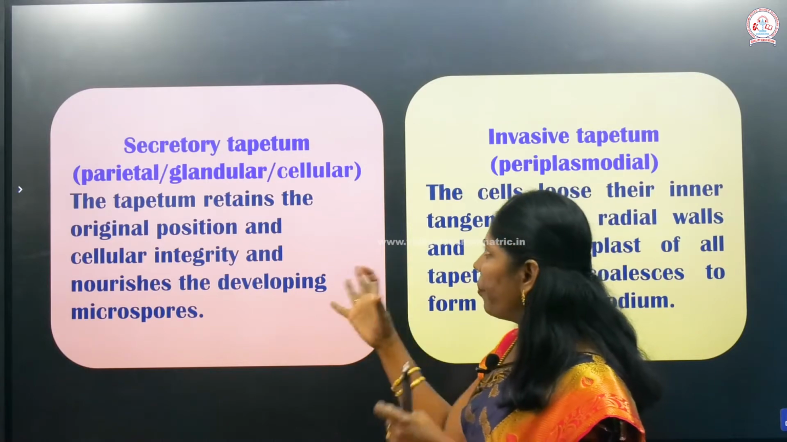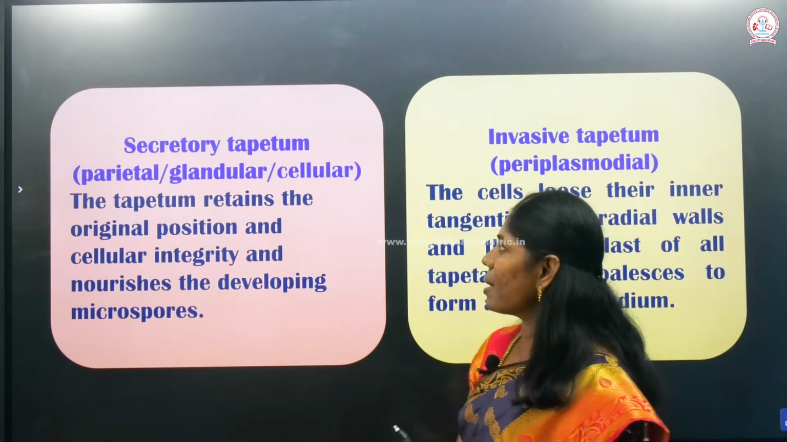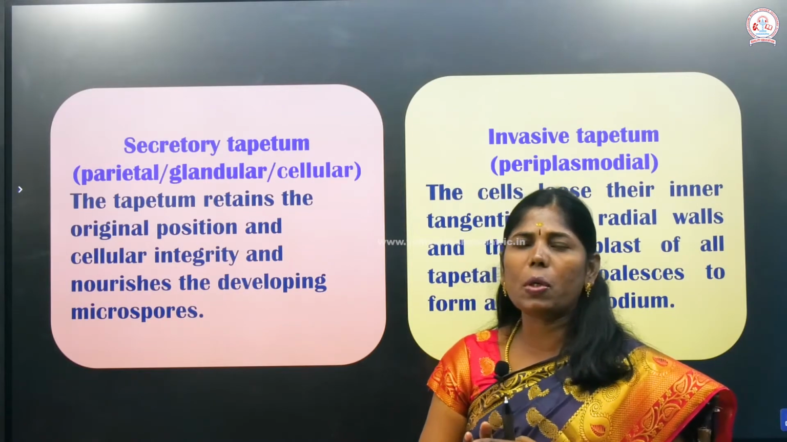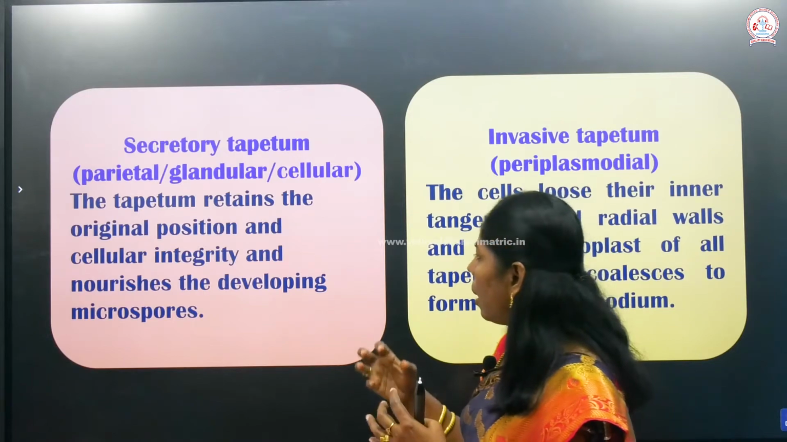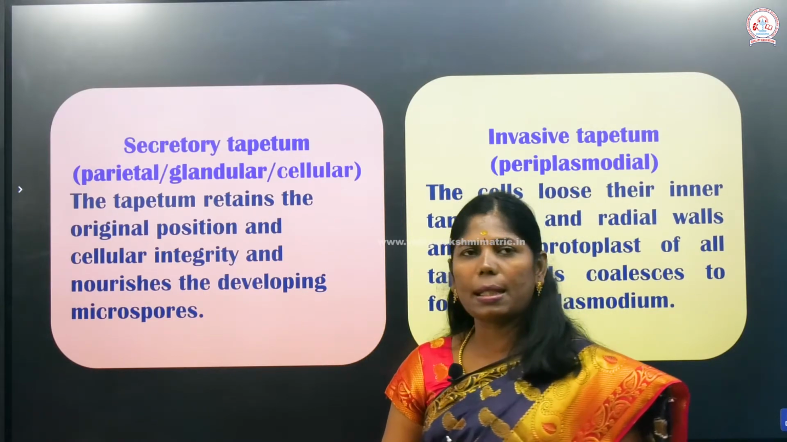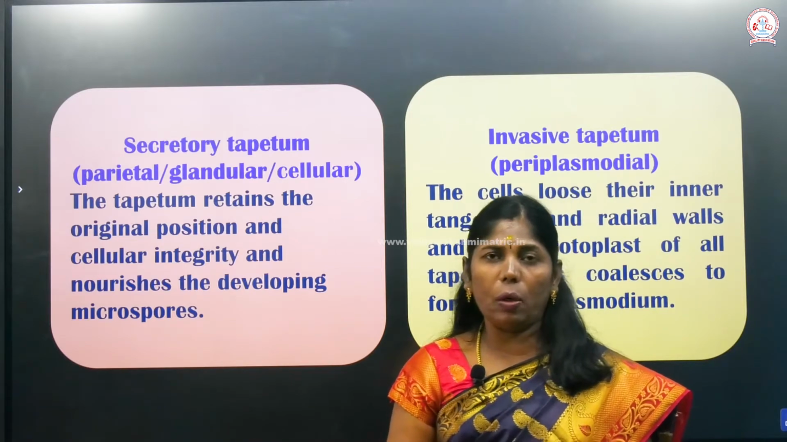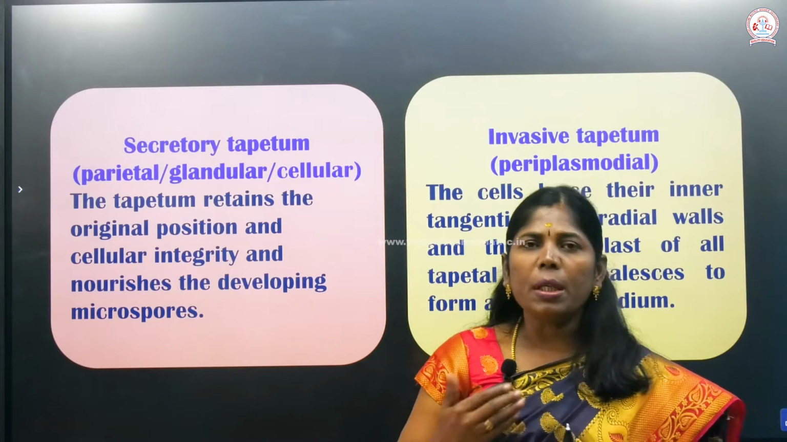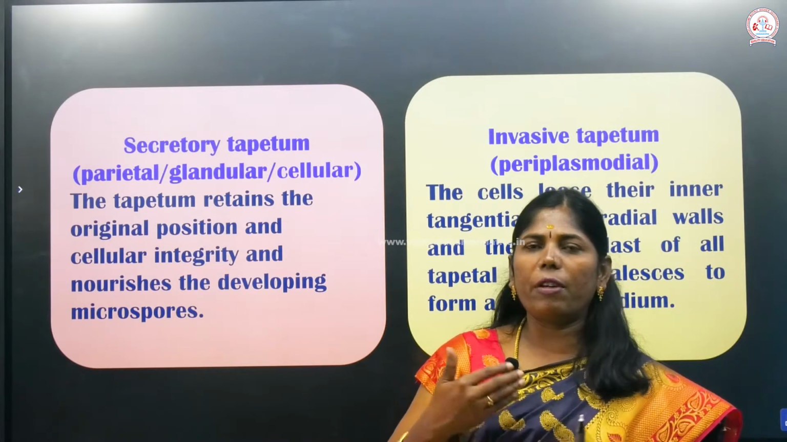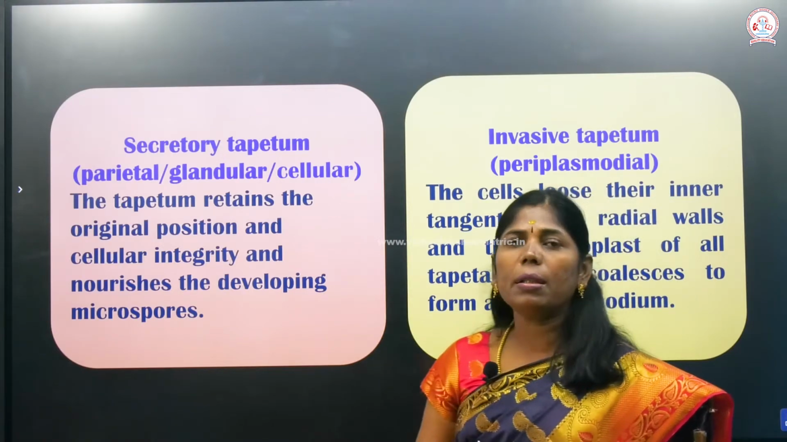What are the functions of the secretory tapetum? This tapetum retains the original positions, and because of that they maintain the integrity between the cells. This also nourishes the developing microspores. We already know that the tapetum supplies food material to the developing microspores, so this also maintains that process.